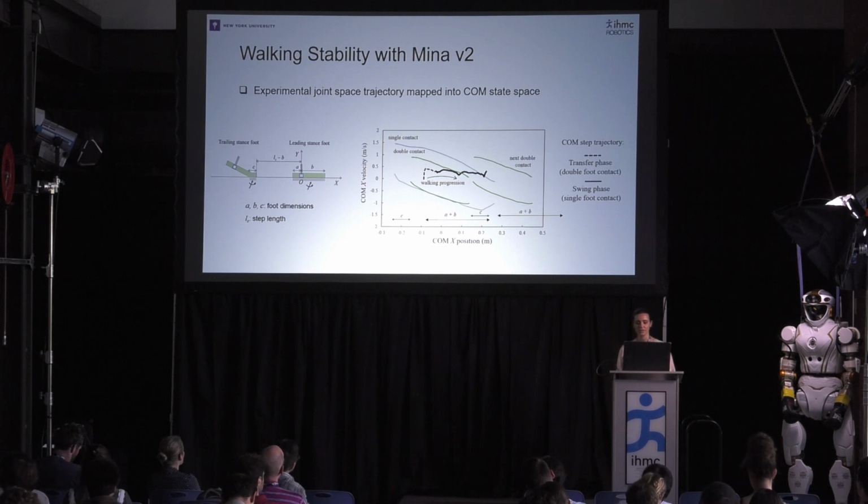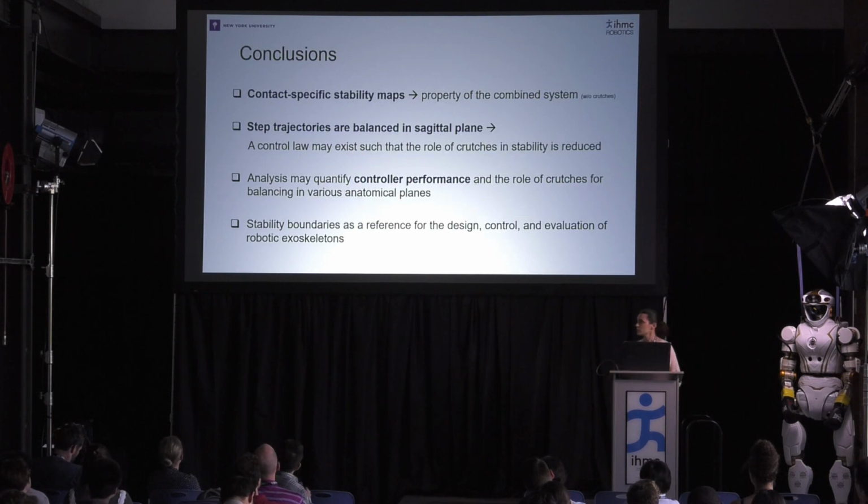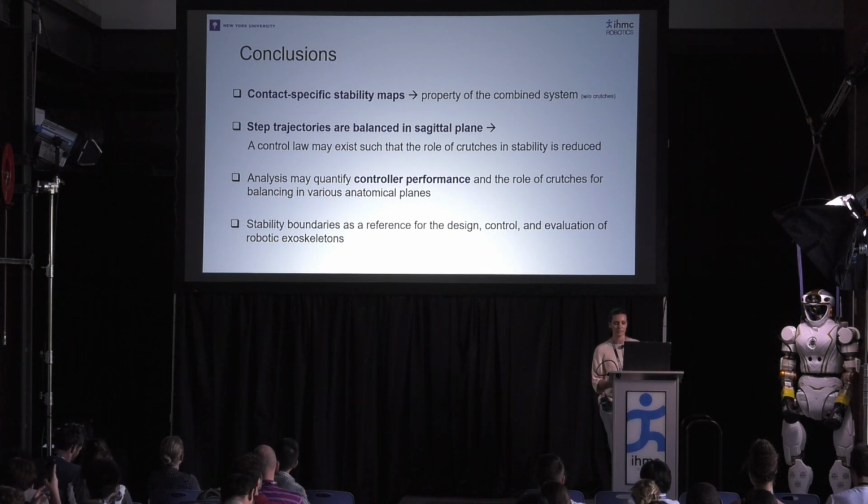What we are observing here is a trajectory that was performed experimentally with crutches, being analyzed on top of stability boundaries that have been built for the crutchless model. This is because we want to isolate the role of crutches in maintaining balance stability in the sagittal plane. So in conclusion, we provide a method to construct these contact-specific stability maps, and they are task-independent and control-independent properties of the legged system, in this case, the combined human-exoskeleton system.